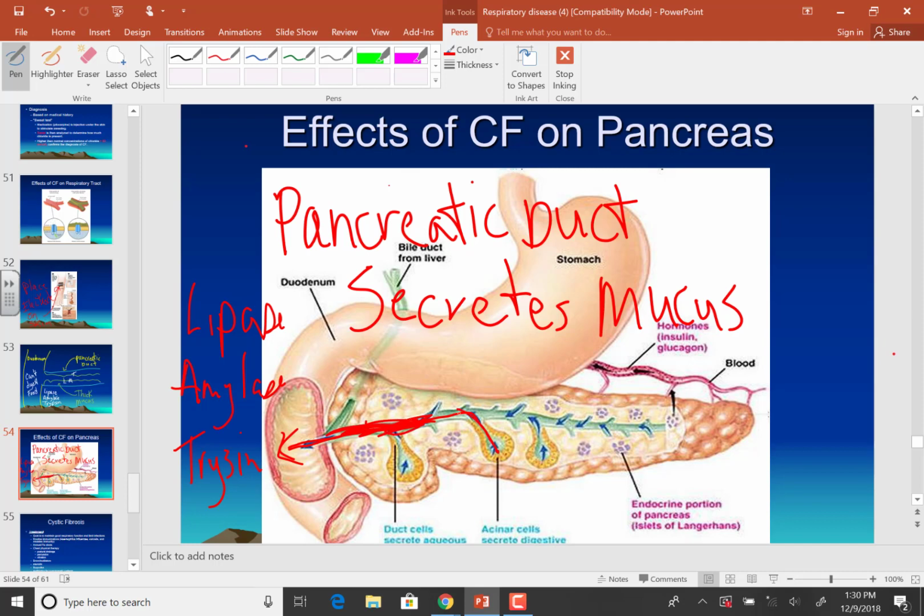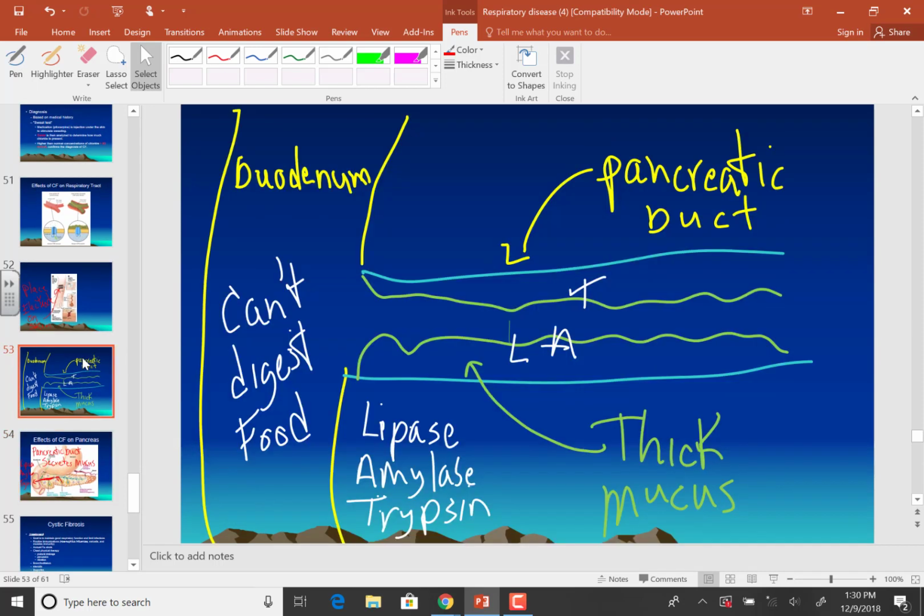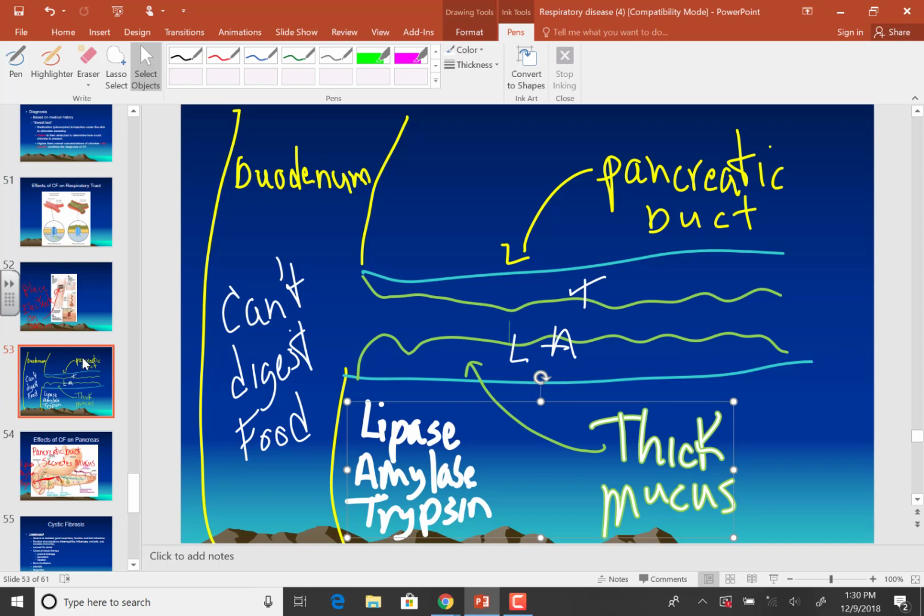So these cells that release the digestive enzymes, normally those enzymes get washed into the duodenum through the secretion of sodium bicarbonate and then water. But because that mucus is thick, those enzymes stay in the pancreatic duct. So now you've got this thick mucus, and then you have lipase, amylase, and trypsin not going into the duodenum where you need them to go. Now, lipase digests fat, amylase digests carbs, and trypsin digests protein.